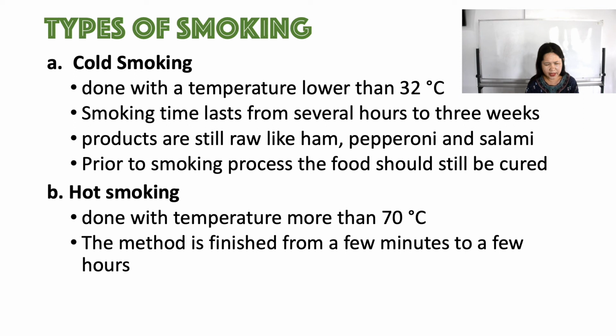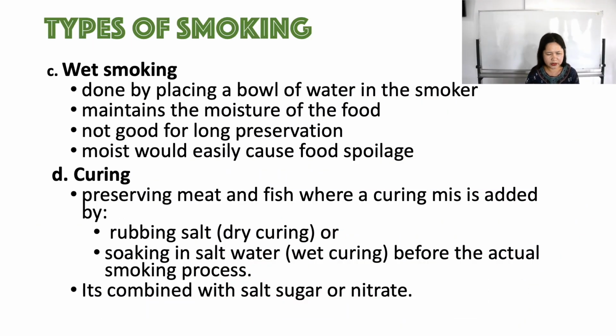Letter B, hot smoking. What is hot smoking? It is done at a temperature of more than 70 degrees Celsius. Like cold smoking, it takes from a few minutes to a few hours to finish. Letter C, wet smoking. Wet smoking is done by placing a bowl of water in the smoker to maintain the moisture of the food. However, this kind of smoking is not good for long preservation, because the moisture would easily cause food spoilage.